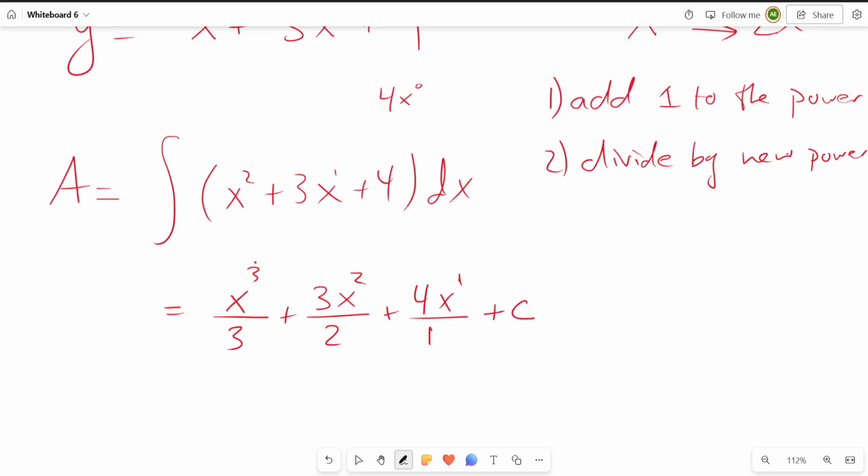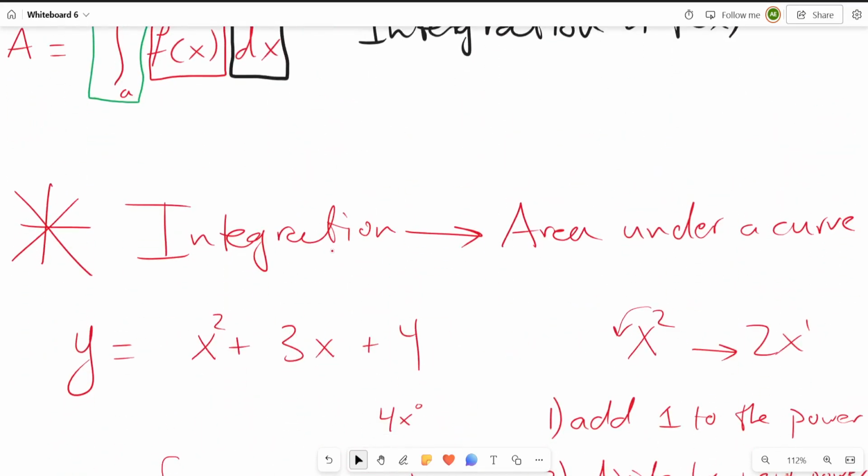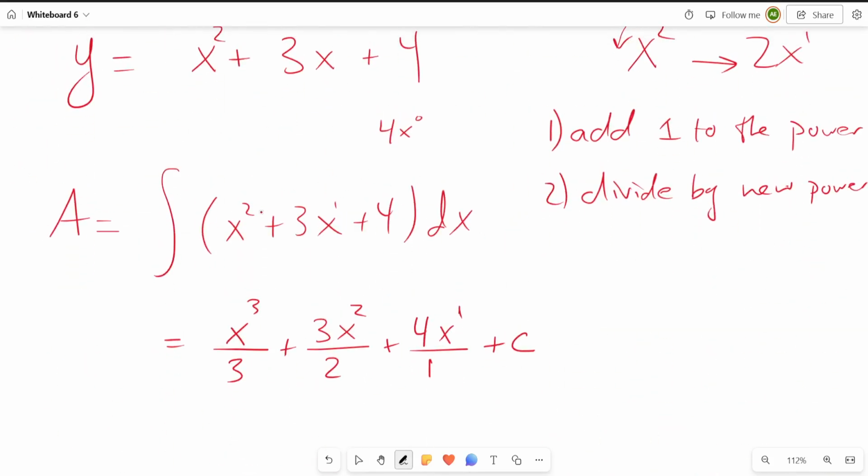However, all I want you to know is how to integrate the functions. Okay, how to go from here to here, from here to here, and so on. So this is basically the essence of integration. Integration gives the area under the curve. If I want to integrate a function, I will add 1 to the power and divide by the new power. So let's take some examples to see how this works.